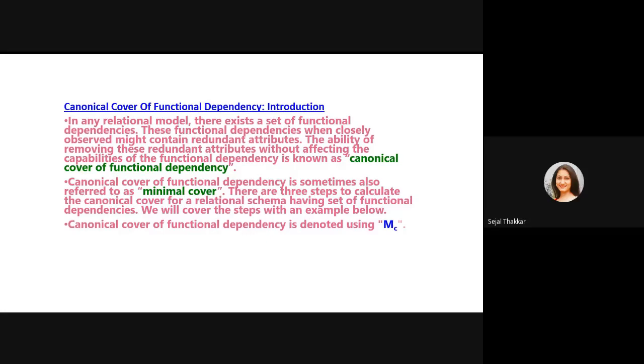There are three steps to calculate the canonical cover for a relational schema having a set of functional dependencies. We will cover the steps with the example. First, I am explaining the example through the PPT. Then on the whiteboard, I am going to explain some more examples. It is denoted by MC.